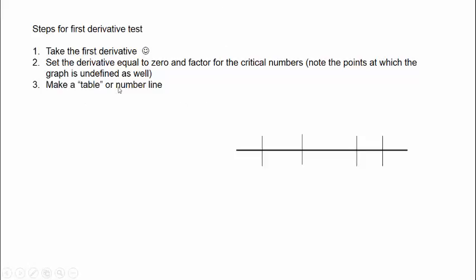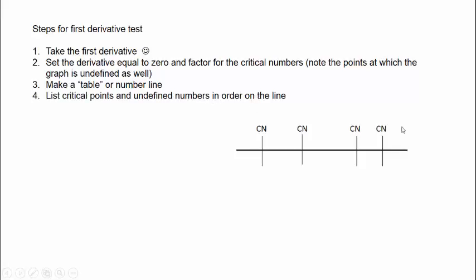Then you're going to make a table or a number line, sort of like this. We're going to list the critical points and the undefined numbers in order on the line. So we're going to go from least to greatest, and we have our intervals then all set up for us. And then we're going to test a point in each of the intervals of f prime of x, and we're going to list either a positive or a negative for the result of that test for each interval. Okay, so those are our 5 steps. Let's give it a try.